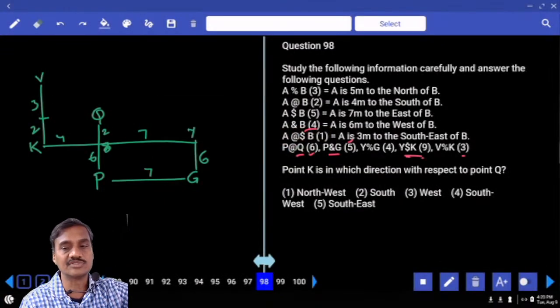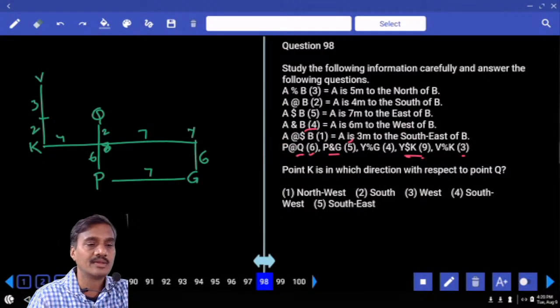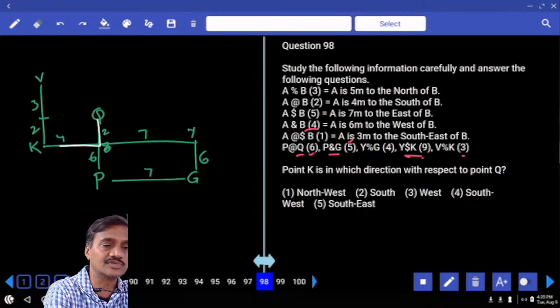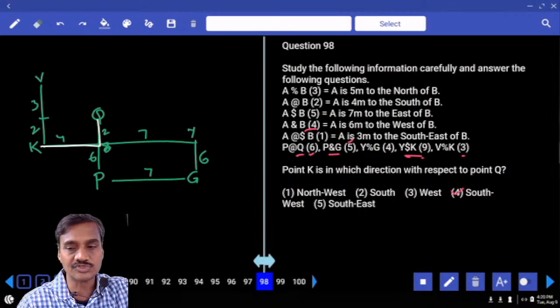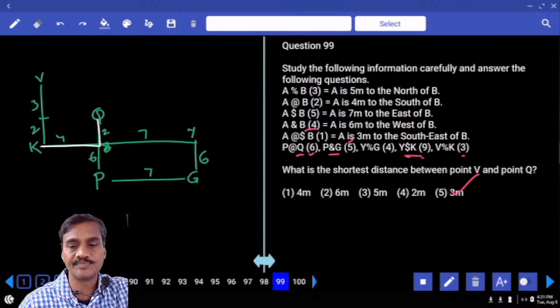And K is in which direction with respect to Q? Now Q is here, south and west, southwest. And southwest, choice 2 for question number 98.